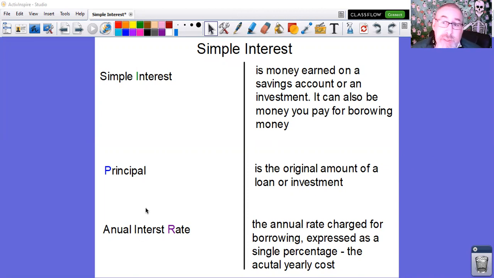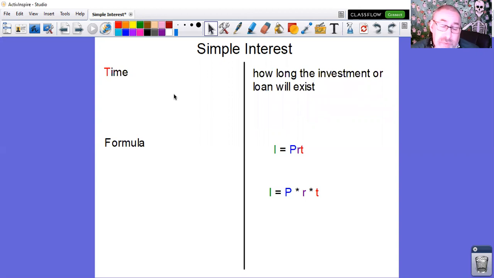Now the principal, it's not like the principal at the school, spelt the same, but the principal is the original amount of the loan or investment. So how much did you borrow or how much did you lend? And then your annual interest rate, or we're simply going to call it rate, is the annual rate charged for borrowing, expressed as a single percentage, the actual yearly cost. So the percent that you're going to pay back. All right. And then time is how long the investment or the loan will exist.